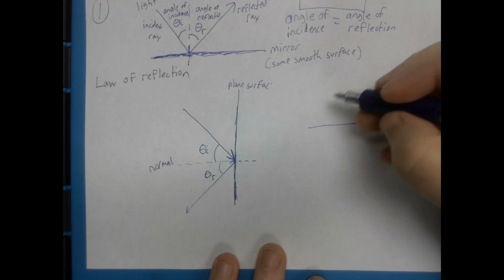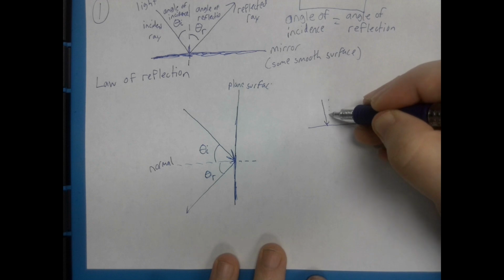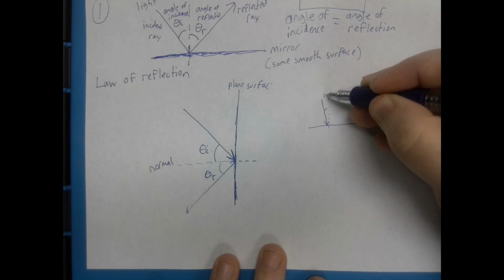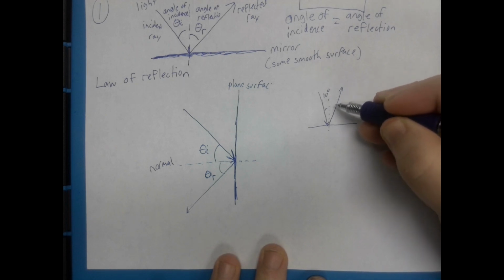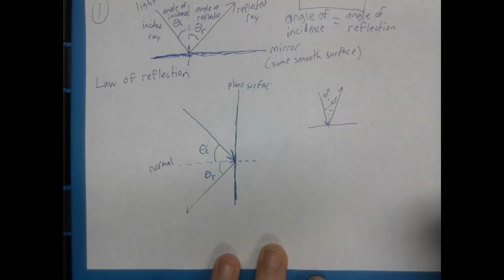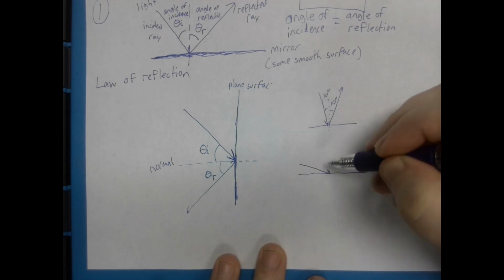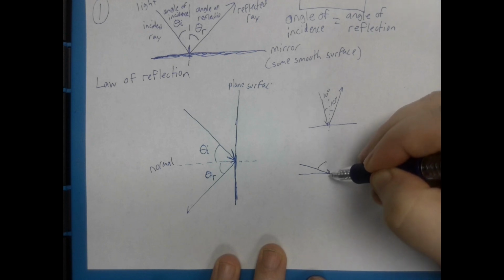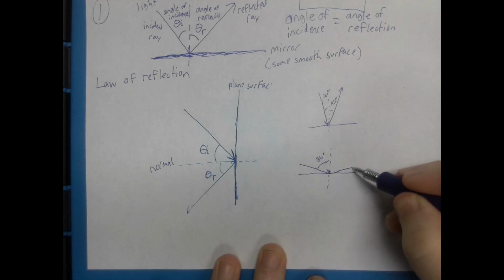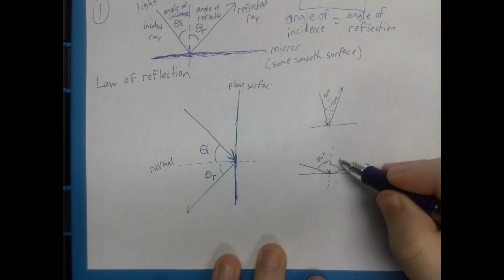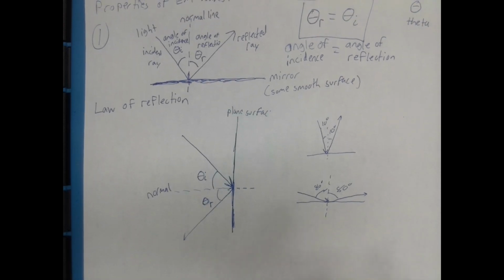So, for example, if you shine a light where it's at a 10-degree angle here, it's going to reflect back out at 10 degrees. If you do it at something like 80 degrees, it's going to reflect off that surface at 80 degrees. And this is known as reflection.